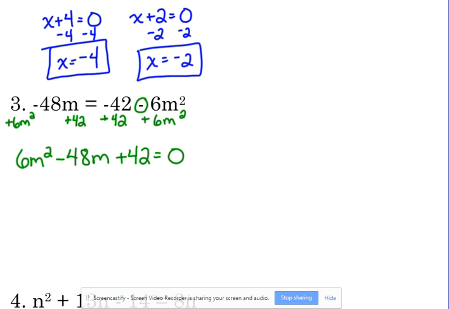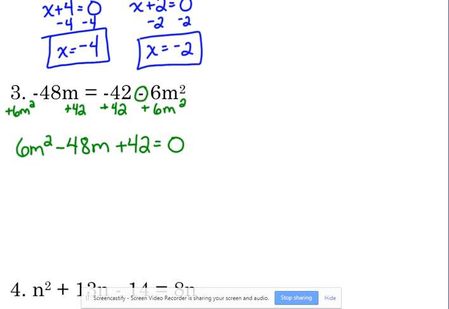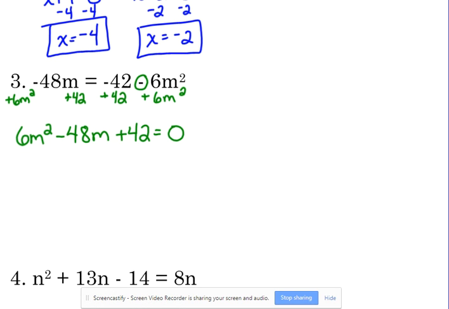Okay, so our rules of factoring are still the same. The first thing that we should look for is GCF. Yeah, 6. All those are divisible by 6. So take out the 6. Nope, yes. 6 times 8 is 48. So we've got m squared minus 8m plus 7.